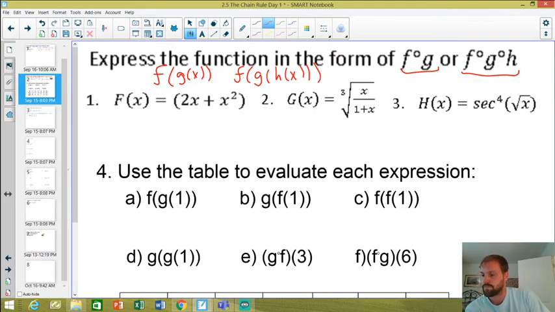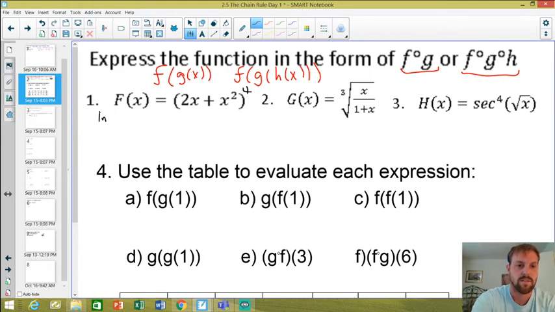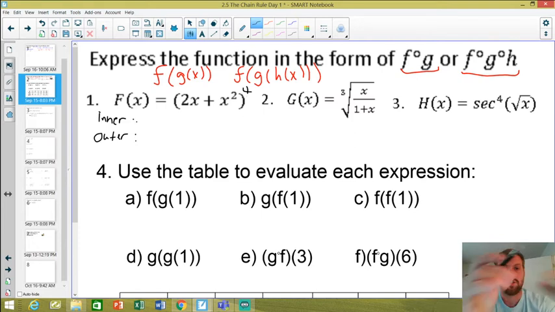In this particular example, number one here, it's kind of cut off. I just realized that there's supposed to be a 4 right here, raised to the fourth power. We need to be good at identifying what function is within what. We call them the inner function and the outer function. If you can identify that, chain rule becomes a little bit easier. The inner function is what's being inputted into a bigger outer function.